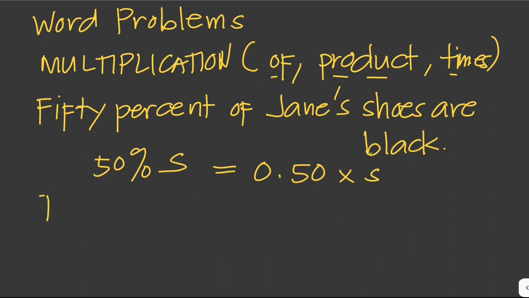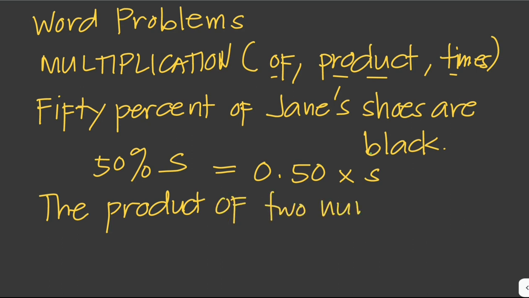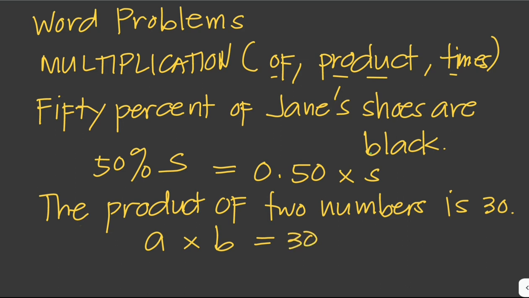Or another example, the product of two numbers is 30. So we'll let X and Y be our two numbers. So X, let's just use another letter, say A times B is equal to 30. So the product of two numbers is 30. That's how to write it mathematically.